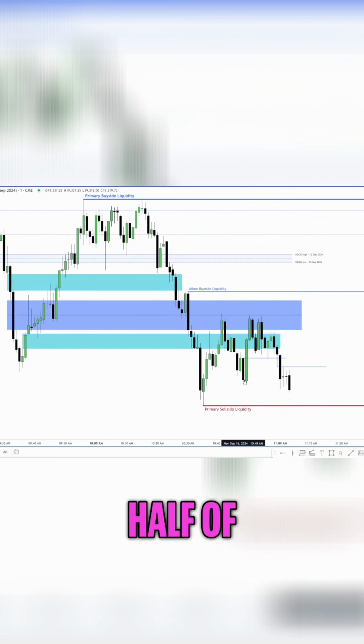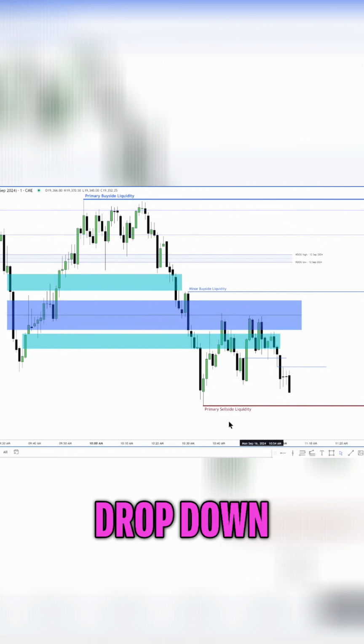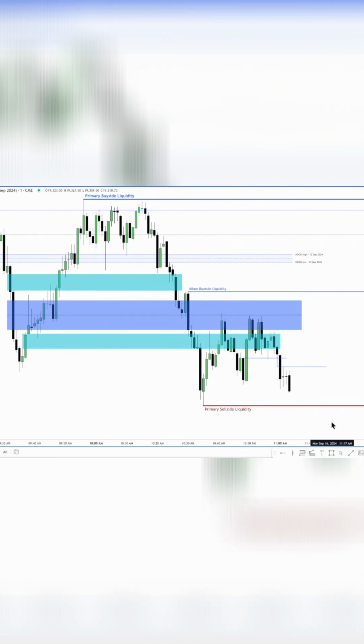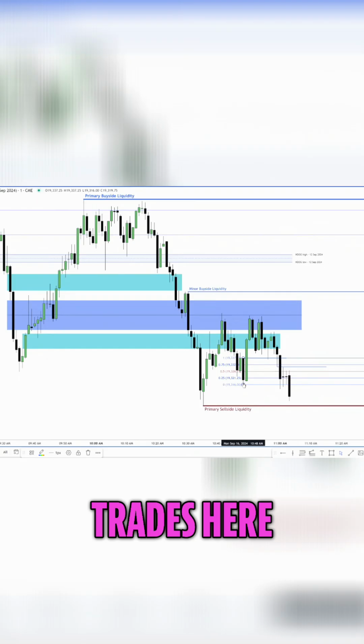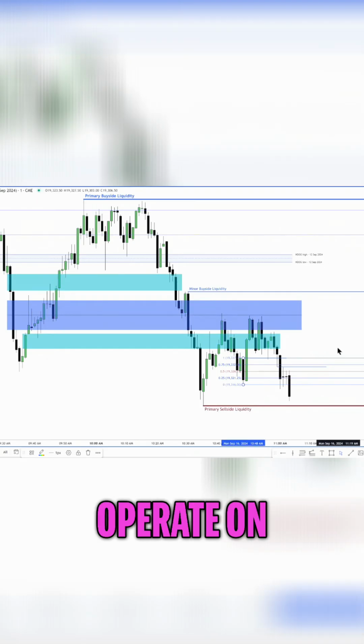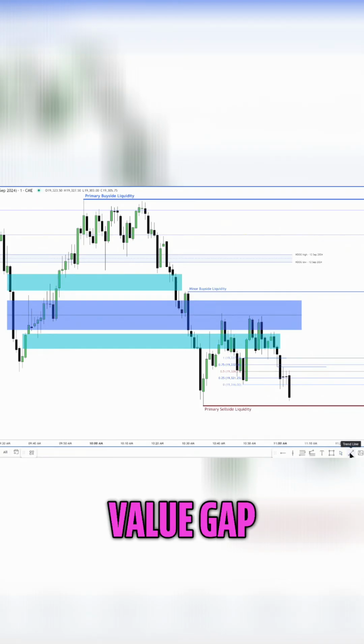It should stay in the lower half of this candlestick and then drop down and attack that sell side right there. So there's all kinds of trades here, but if I'm forcing myself to operate on the basis of just the fair value gap, you got to wait for the fair value gap.